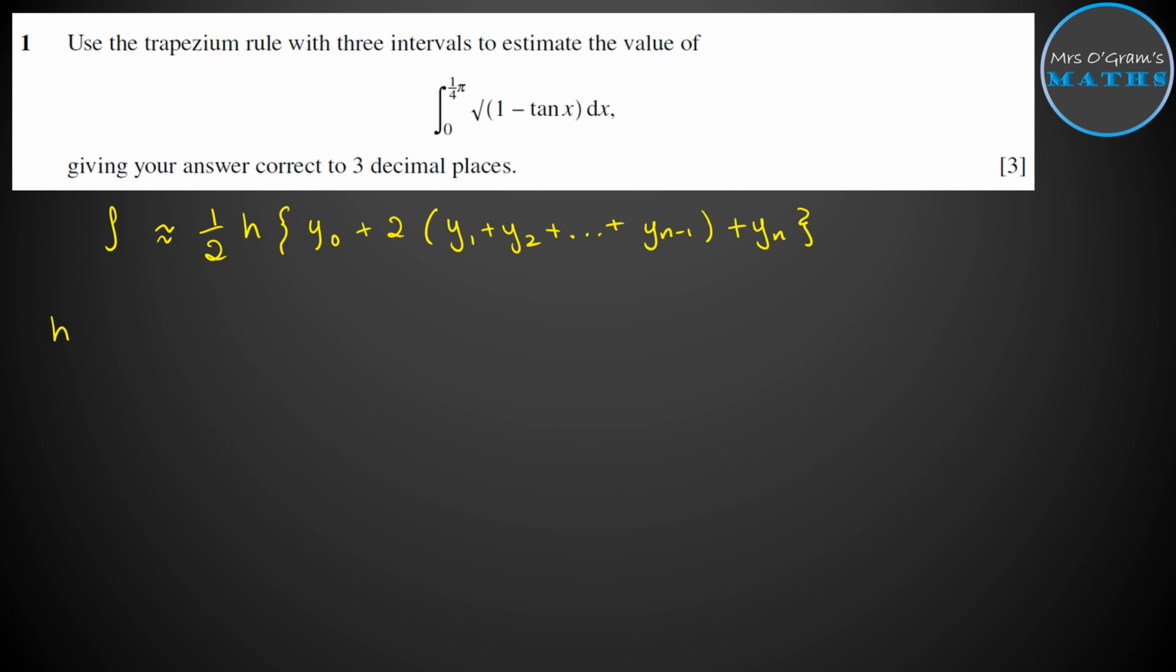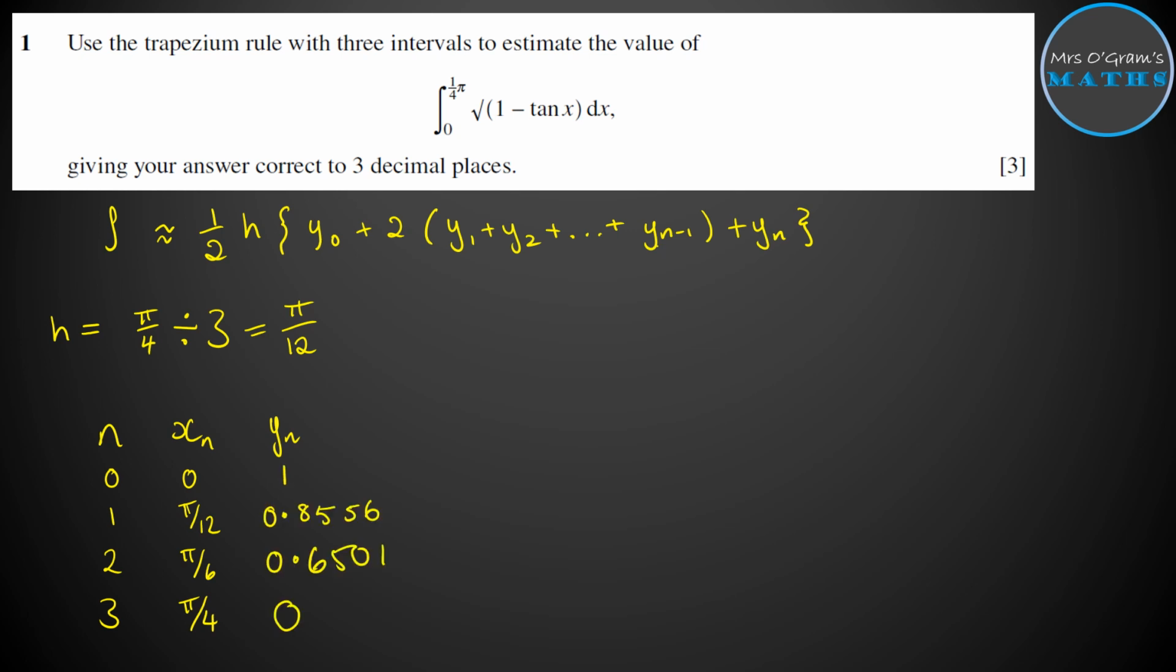So h is equal to pi by 4, which is the length of our integral that we get from here, and we're going to divide that into 3 intervals, so h will be equal to pi by 12. Then we need to work out the y values for each of the x values. So our x values for the edges of the intervals are as shown there, and we'll work out the y value by substituting them into the square root of 1 minus tan x. And these are the values we get for the y ordinates.